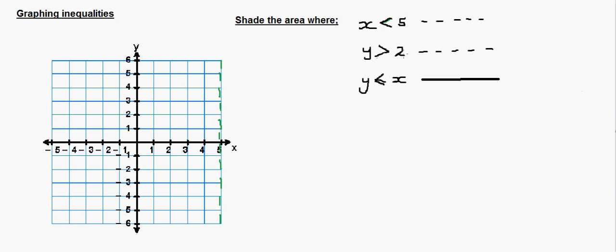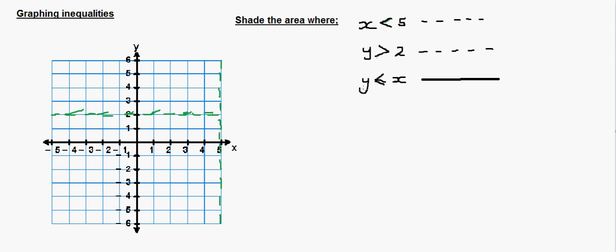Now y is greater than 2, so I go to where y is 2 and I put in my dotted lines. Yours will be a lot straighter than this, I'm sure. Should use a ruler. Now where y is greater than 2, I'm only interested really in anything that's above this line. So I'm interested in what's to the left of this line and what's above this line, because y is greater than 2.